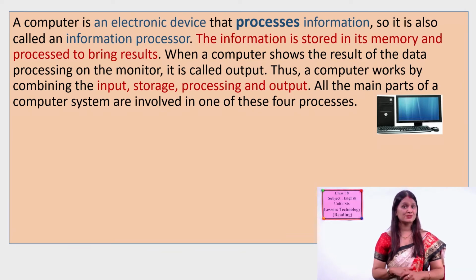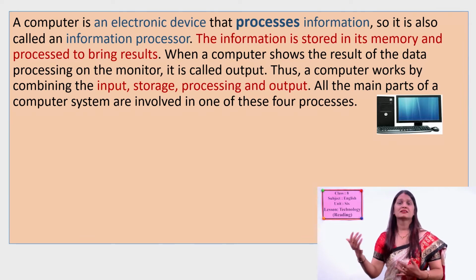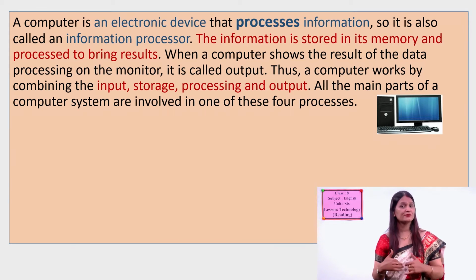The information is stored in its memory and processed to bring results. When a computer shows the result of the data processing on the monitor, it is called output. Thus, a computer works by combining the input, storage, processing, and output. All the main parts of a computer system are involved in one of these 4 processes. What are the 4 processes? Input, storage, processing, and output. Okay, so this is a short description about computer.